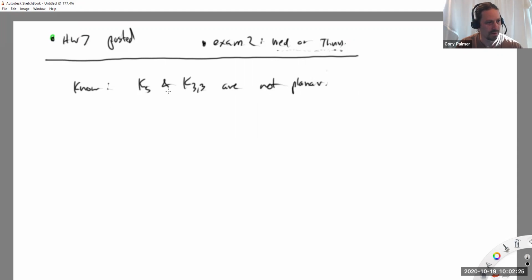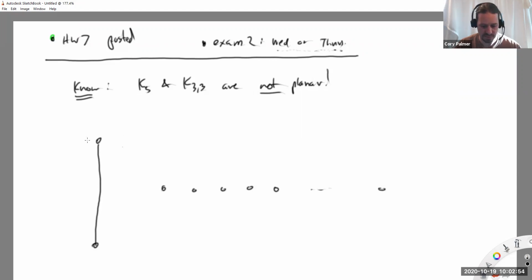K5 we proved in class using almost no topology, just some basic reasoning in the plane. That K33 is not planar is one of your homework assignments, to do it in a similar fashion. Actually, you'll end up proving it's not planar in more than one way. But those are the only two concrete ones we've seen. Let me draw another one to give us some idea about what is and isn't planar.